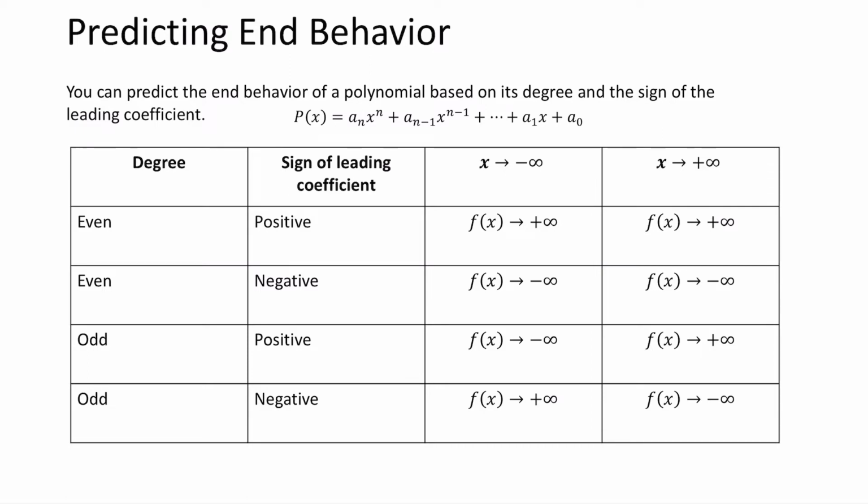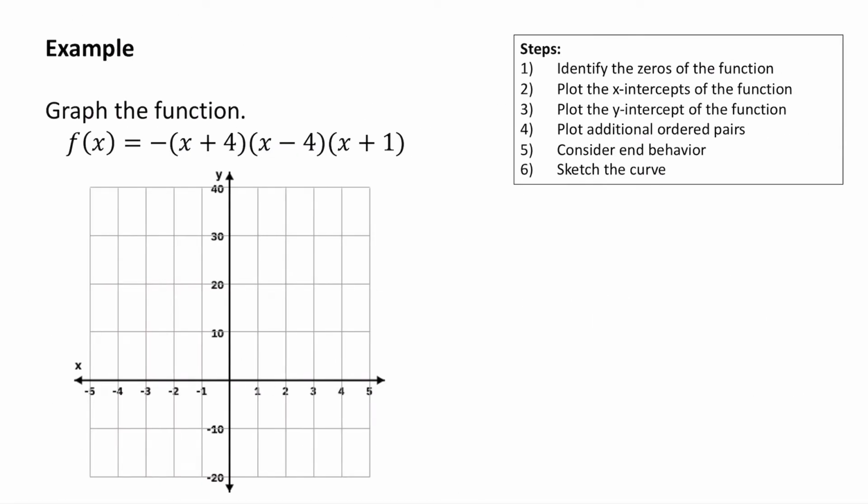The reason we're talking about end behavior is that it's going to help us when we work on sketching our polynomial graphs. So now we finally have all the background information that we need to work on sketching graphs of polynomials. We're going to start off by always identifying the zeros of the function. So we have f(x) = -(x + 4)(x - 4)(x + 1). We're going to start off by setting the function equal to 0 and then solving for those values of x.